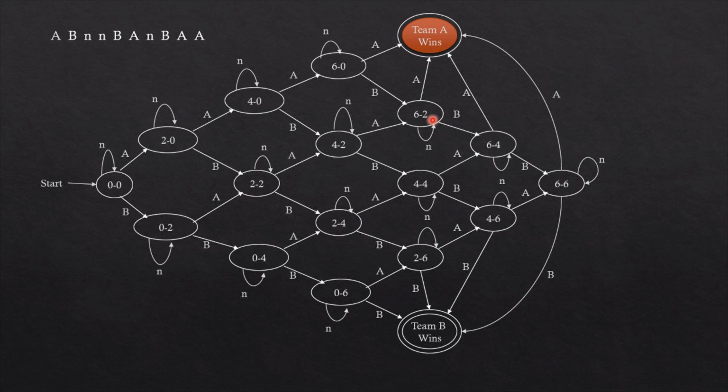The string that we processed, this string here, at the end of the processing, it did end up in one of the final states. We did reach the state called Team A wins. So the string is accepted. If it ended up in any other states other than these two here, the string would be rejected. Now, if I give you an input string, this one, ABB, AAB, can you figure out whether it would be accepted or rejected by this automaton?